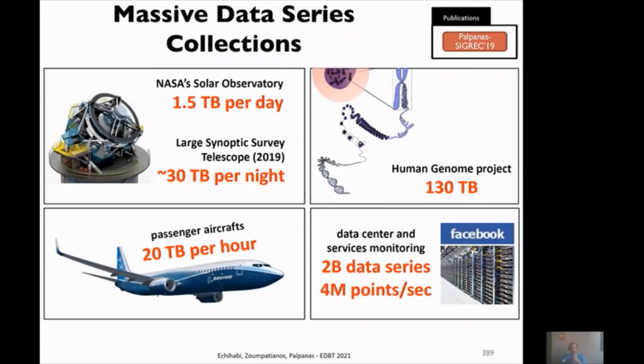Now imagine that we have a huge data deluge of time series at this point. NASA Solar Observatory produces about 1.5 terabytes of data each day, while the Large Synoptic Survey Telescope produces about 30 terabytes of data each night. The Human Genome Project contains 130 terabytes of sequences, while each engine of a Boeing jet produces 20 terabytes of sequential data each hour. Finally, data centers such as the data center of Facebook have 2 billion unique data series that produce about 4 million points per second. So we have big data there.